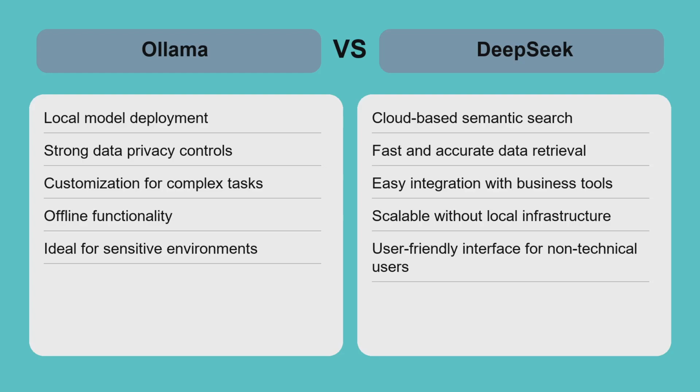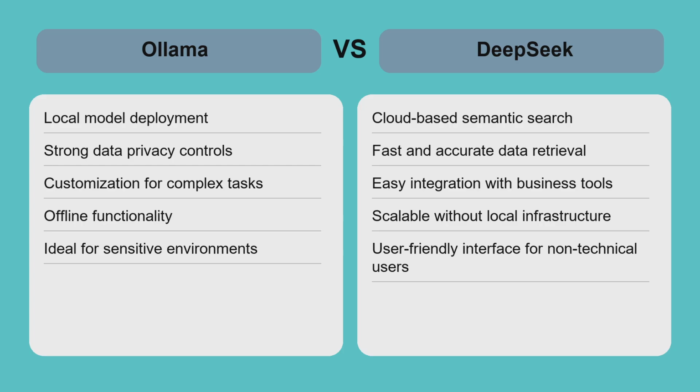Comparing Ollama and DeepSeek highlights their distinct use cases. Ollama offers local model deployment, perfect for users requiring data privacy and customization, such as enterprises handling sensitive information. Its offline functionality ensures uninterrupted AI access, but demands technical setup.